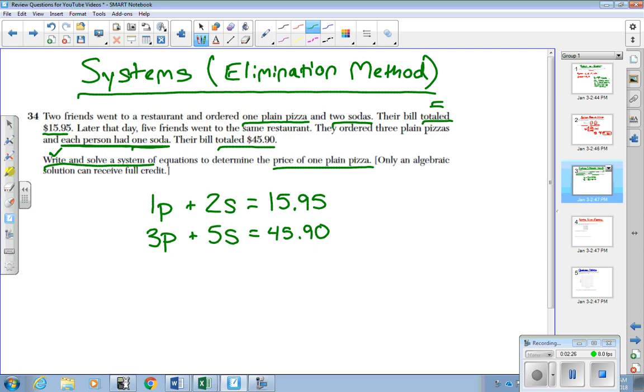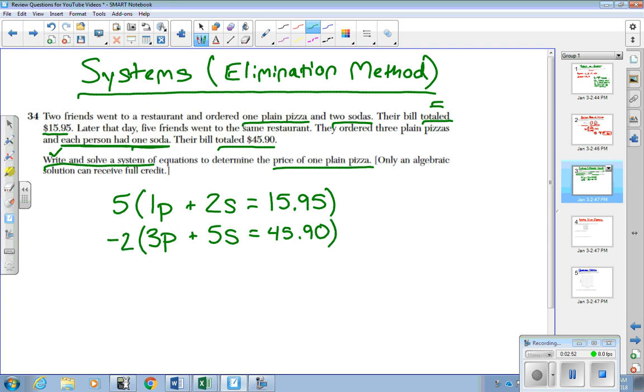So if I want to figure out how much the pizzas are worth, what I'm really going to have to focus on for this question is canceling out the S, the variable that represents soda. So I notice here that I have 2s and 5s. So when I'm using elimination, I want to get a pair of opposites. So I'm going to start by multiplying my top equation by 5 and my bottom equation by -2.